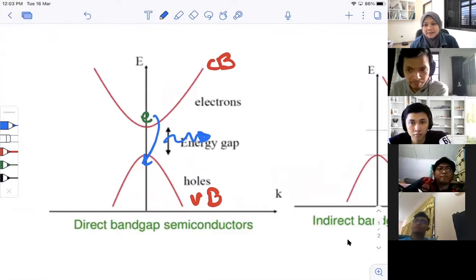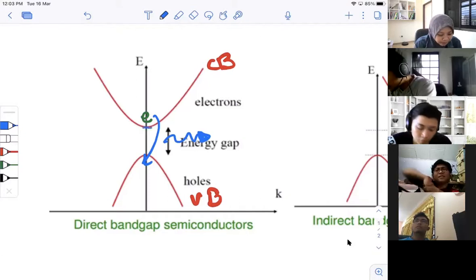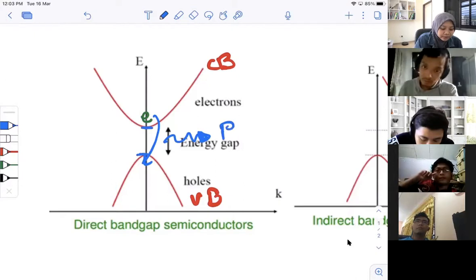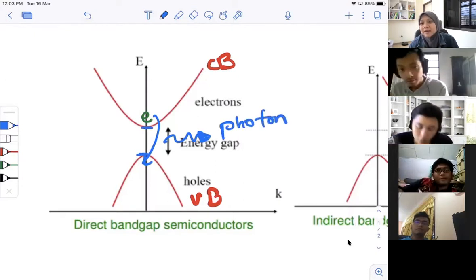The band gap? Yes, good. So the energy loss is the band gap. The amount of the energy loss is actually the amount of the band gap, because it goes from here to here, right? And this loss, if it's a direct band gap material, the energy loss is in terms of photon, light. So only certain materials give out light. Not all semiconductor materials give you light.